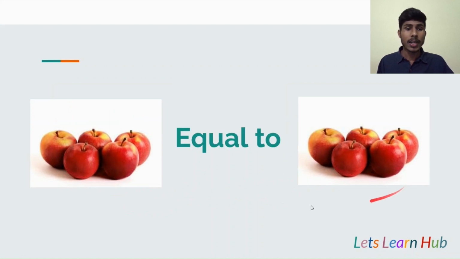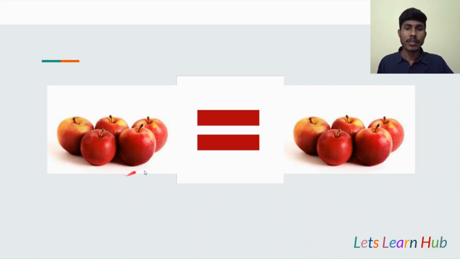We say 5 apples is equal to 5 apples, right? This is same as this. That means both are equal. When left is same as right, then we say left is equal to right, and we represent it as left equal to right, or 5 apples equal to 5 apples. This is what equal means. That means both are same.